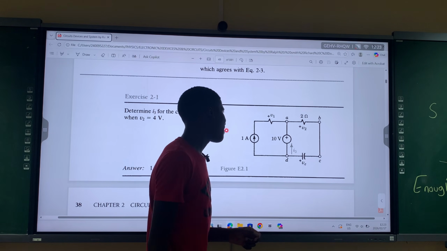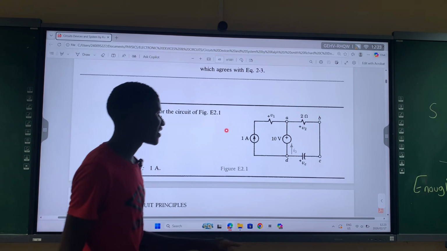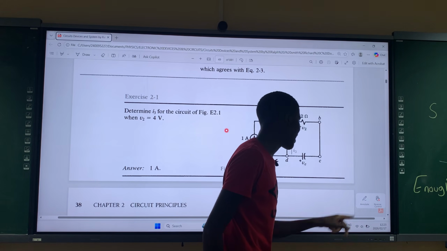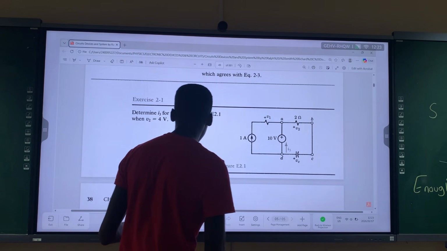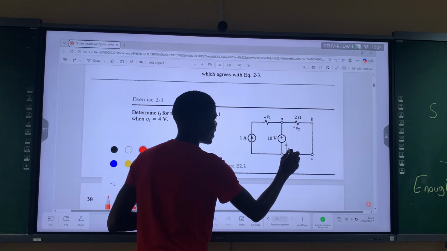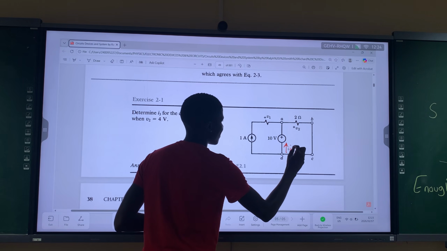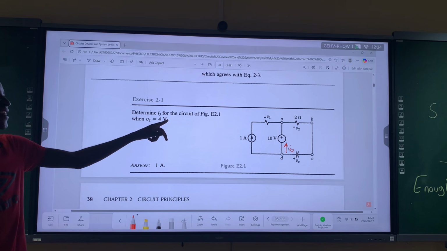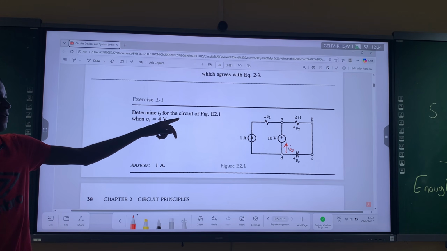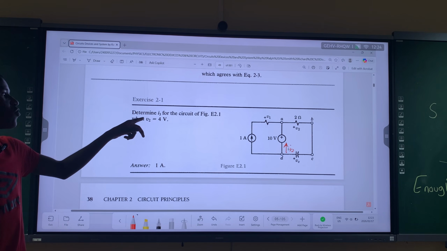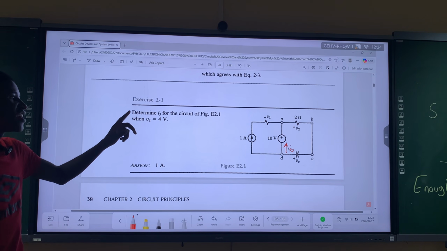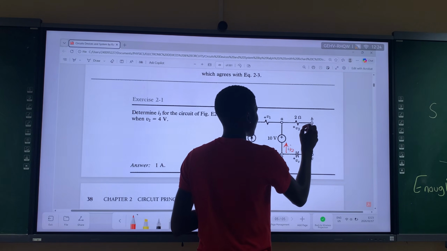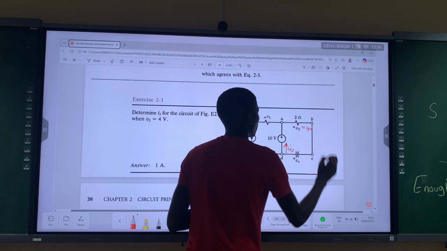Now, and then the labels here, in case you cannot see them well, we have got label I3, the last one, I3. And the question says, determine I3 for the circuit in the figure when V2 is equal to 4 volts. So V2, they tell us that it's 4 volts now.